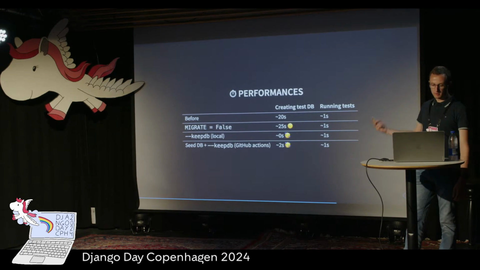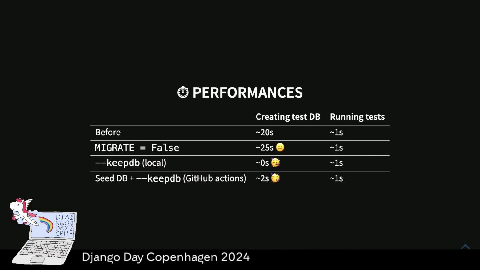So what about performance? Well, with migrate equal false, 5 seconds more. Keep DB in local, 0 seconds for creating the test database, so yeah. But on GitHub Actions, using a seed DB and keep DB, so without recreating it, you spend just 2 seconds for the database creation, and then 1 second for the tests.